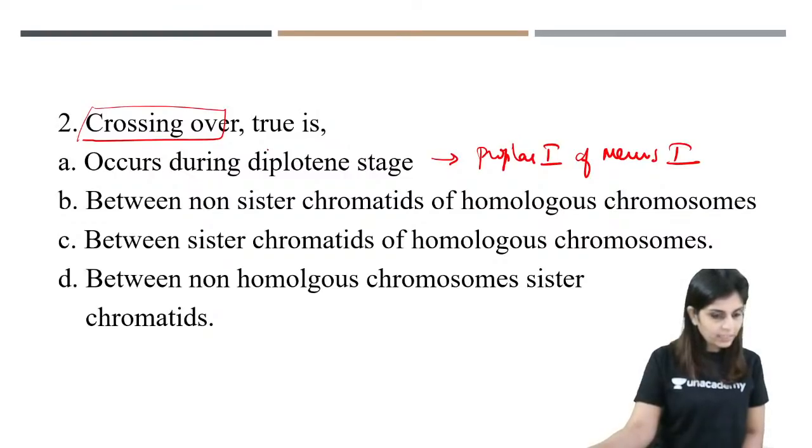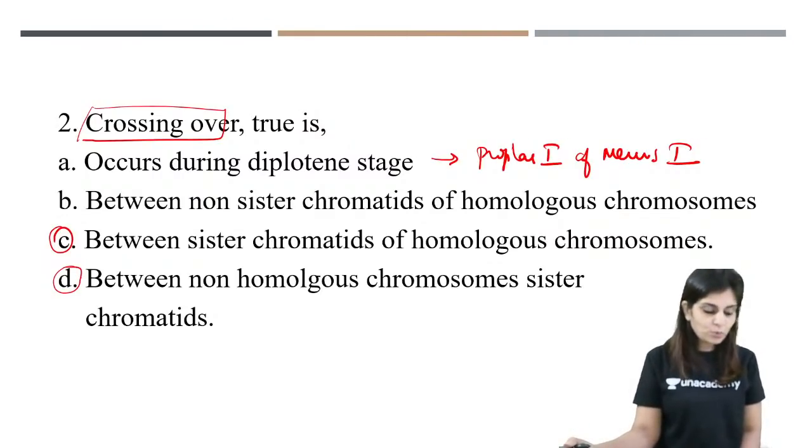David, good David, you think it's between sister chromatids of homologous chromosomes. Manish thinks it's between non-homologous chromosomes, sister chromatids. Any other answer? There are only 2 more choices left out. You can give it a try.